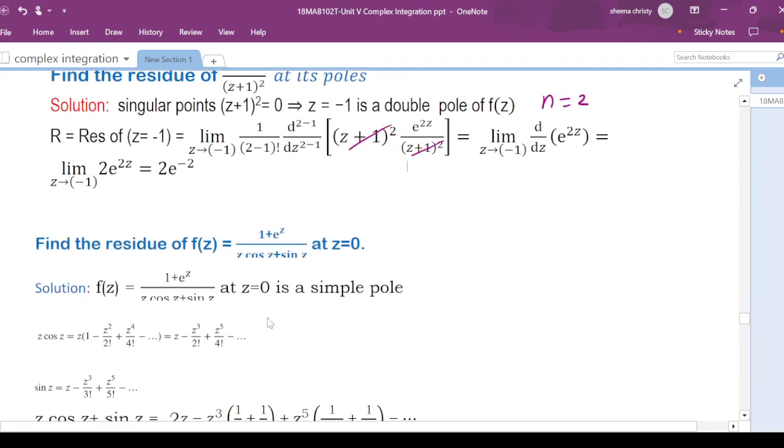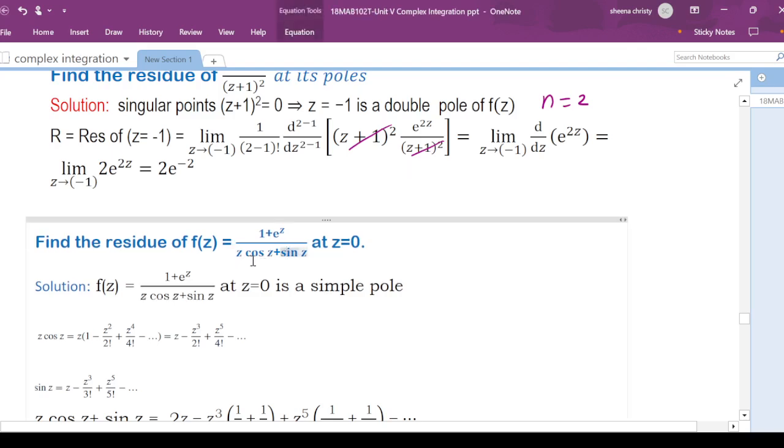Find the residue of f of z equal to (1 plus e power z) divided by z into (cos z plus sin z) at z equal to 0. Here, finding the pole is itself tricky. For finding the pole, we are going to use the power series formula. We know that the cos z power series is 1 minus z square by 2 factorial plus z power 4 by 4 factorial etc. Multiplied by z, it gives z minus z cube by 2 factorial plus z power 5 by 4 factorial etc.